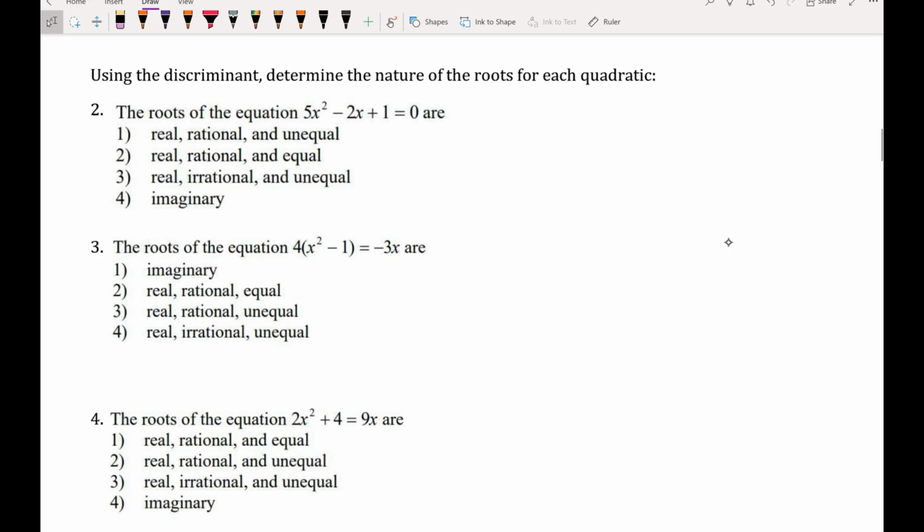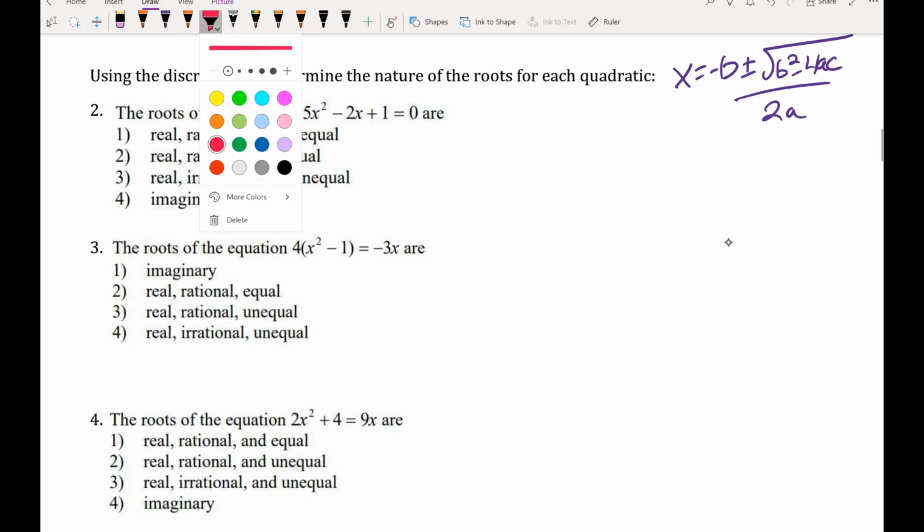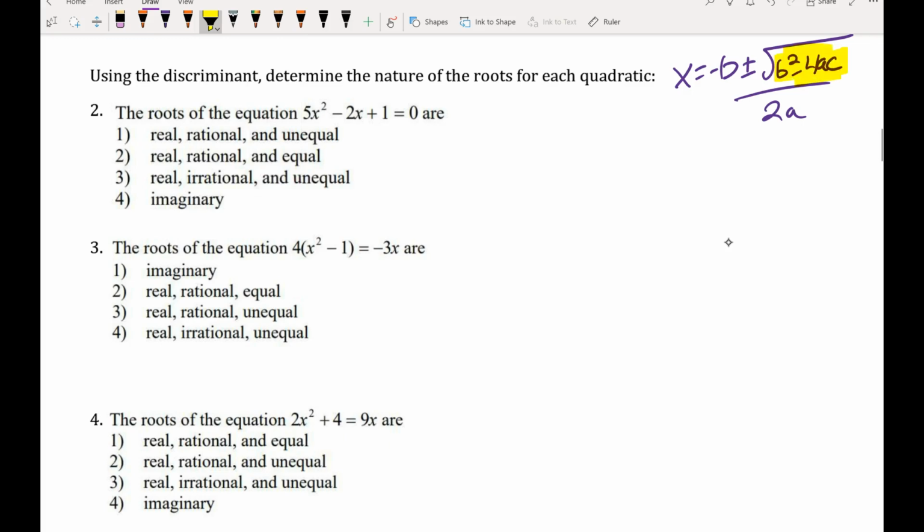Using the discriminant, determine the nature of the roots for each quadratic. Remember that the discriminant, when we're looking at the quadratic formula, x equals negative b plus or minus the square root of b squared minus 4ac all over 2a, that discriminant is just that number inside the radical there. So that's b squared minus 4ac. So all I care about is what that number under the radical is, because that'll tell me if my roots are going to be rational. I know if it's negative, my roots are going to be imaginary.